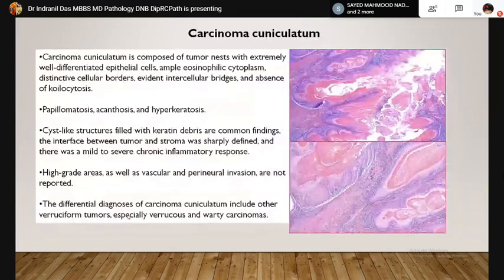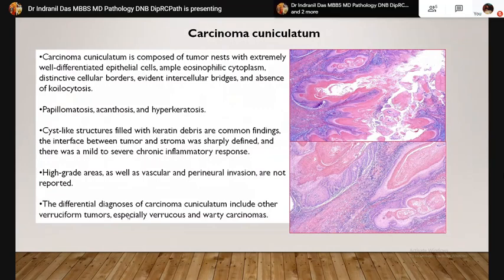Now, the next entity is carcinoma cuniculatum. This tumor shows a burrow-like growth pattern. It is composed of tumor nests with extremely well differentiated epithelial cells with ample eosinophilic cytoplasm and distinct cell borders. Papillomatosis, acanthosis, and hyperkeratosis are very common. Cyst-like structures filled with keratin debris are a common finding.